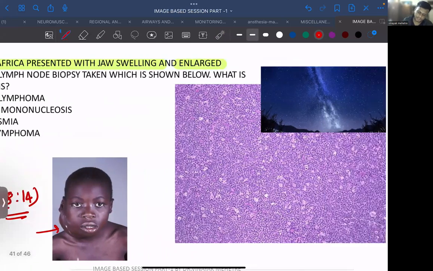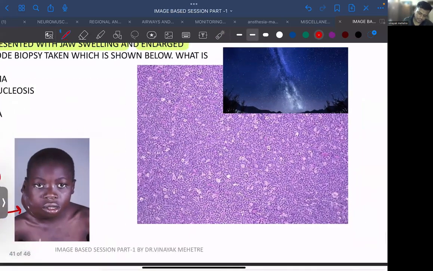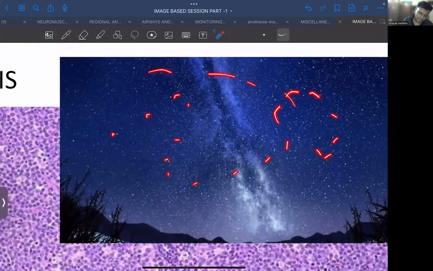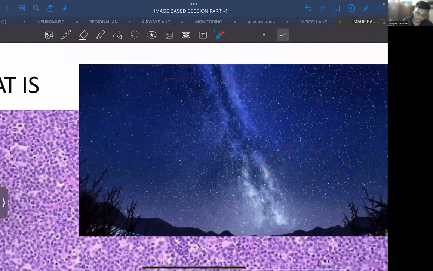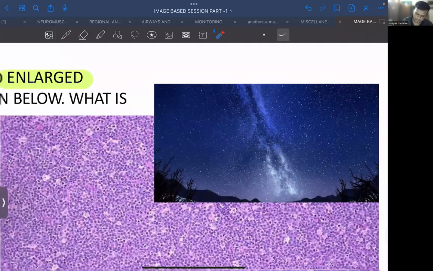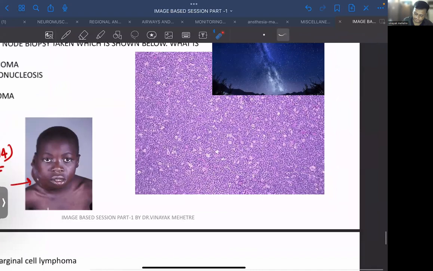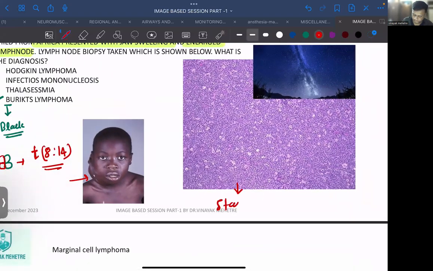इसी को हम बोलते हैं, if you take a look at the sky, it is blue with white stars, right? White stars. इसी को हम बोलते हैं starry sky, right? Same is going to happen over here. A sky with white dots is called as starry sky appearance. Okay, remember?